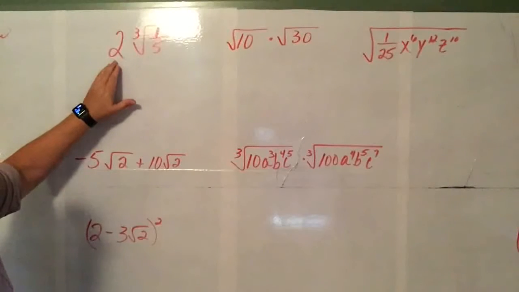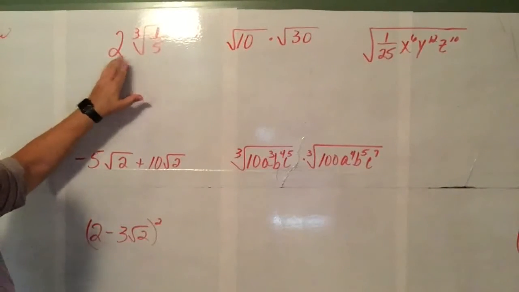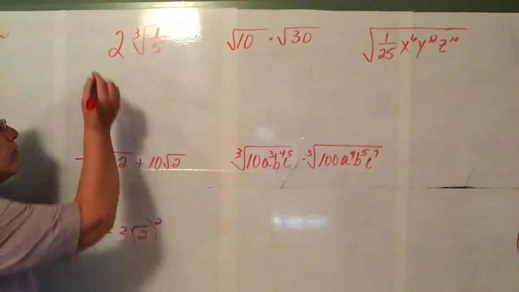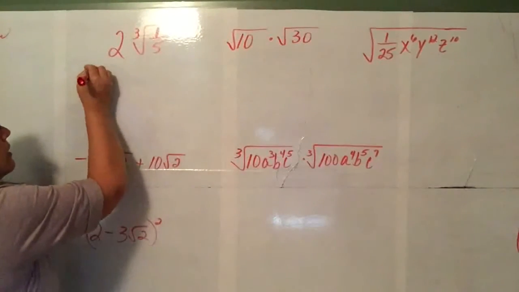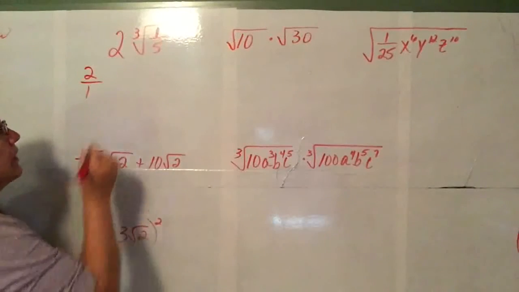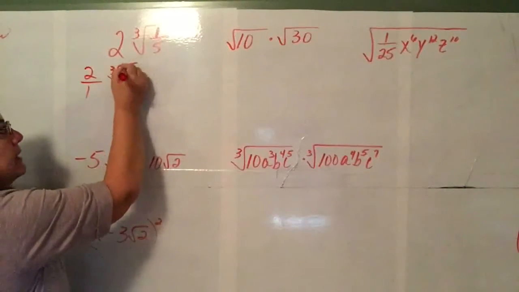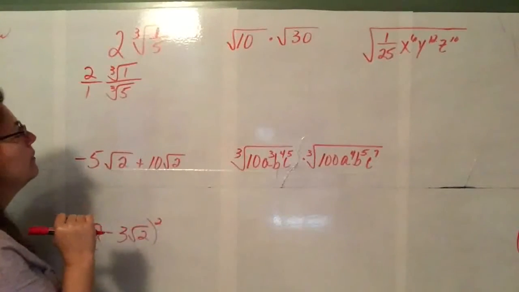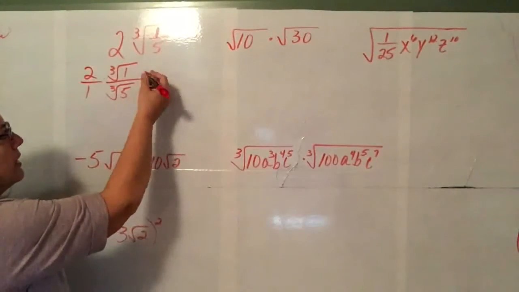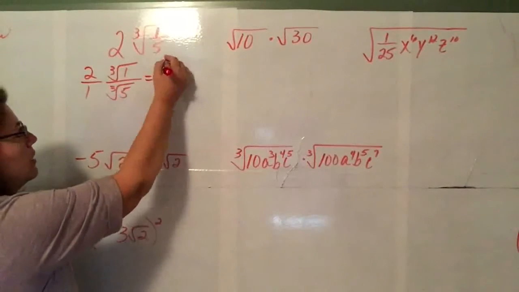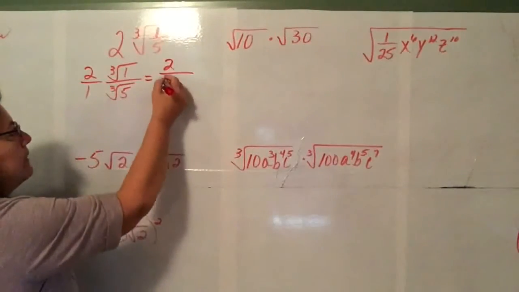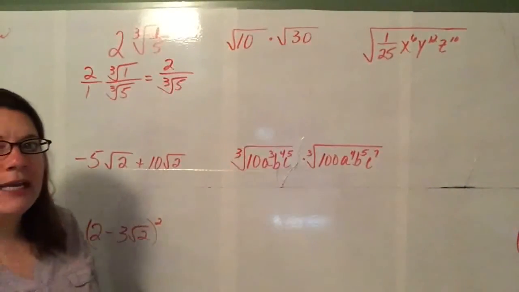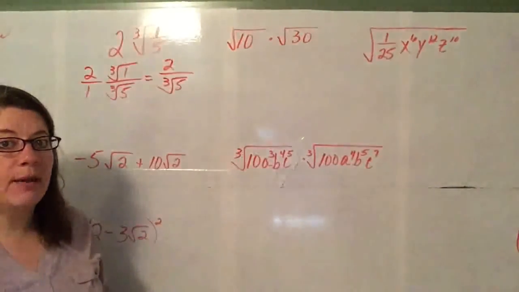If we have a coefficient or a number in front of a radical that has a fraction underneath, remember we write that number as 2 over 1 in this case, and then we rewrite the fraction part as a numerator and denominator. Here the cube root of 1 is just 1, so we have 2 on top, and then the cube root of 5 on the bottom. And remember, you're not allowed to have any radicals on the denominator.